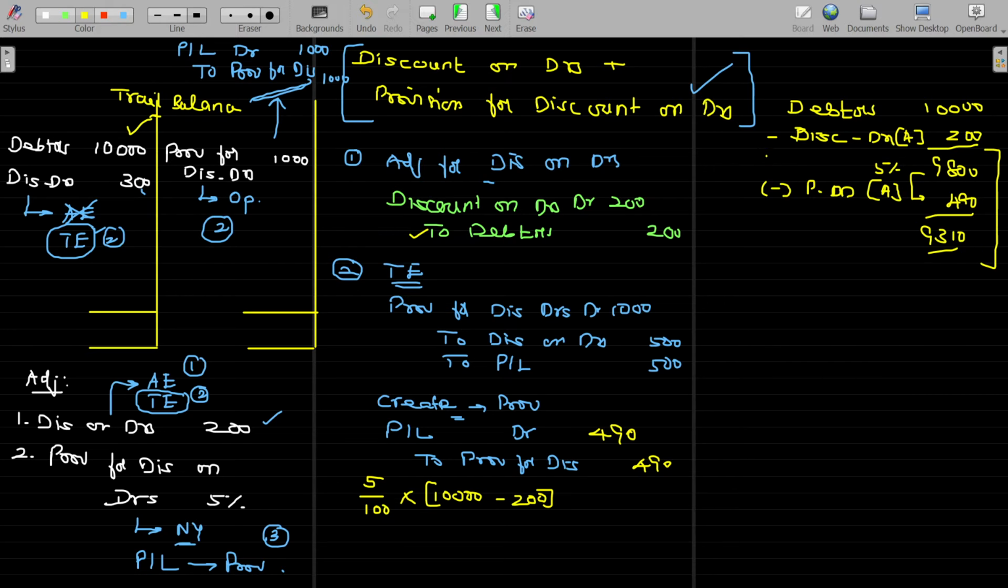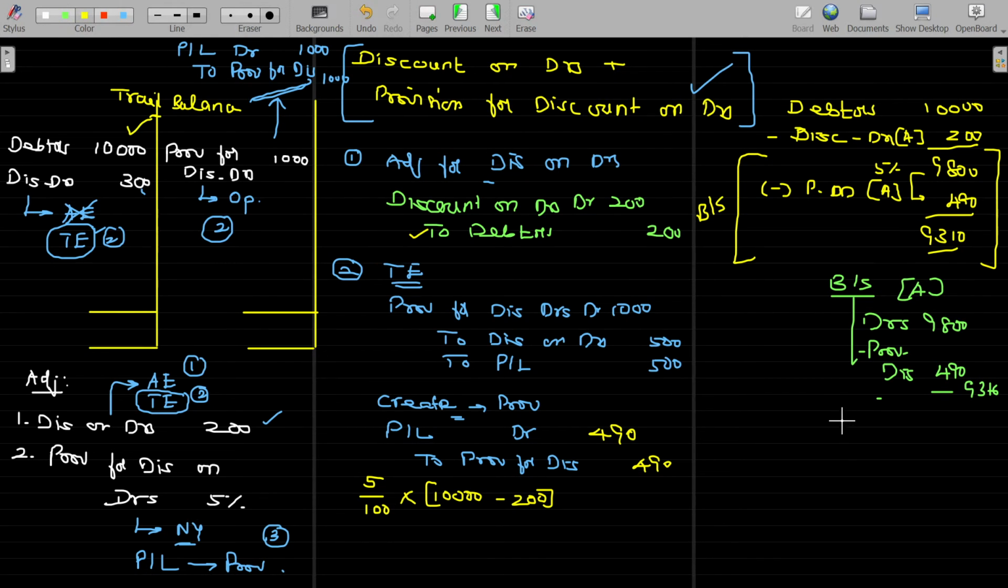This block will go to the balance sheet asset side. If I open the balance sheet, in the asset side, this will appear. Debtors 9,800 minus provision for discount on debtors 490. In the outer column, the ultimate value being 9,310.